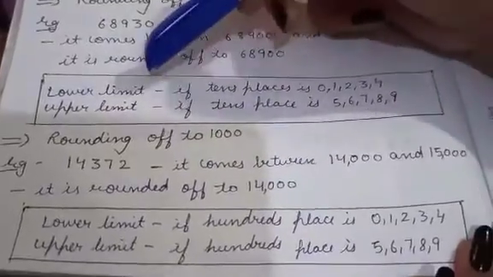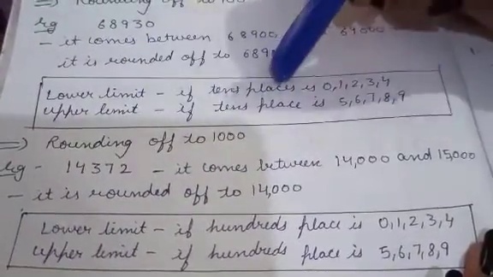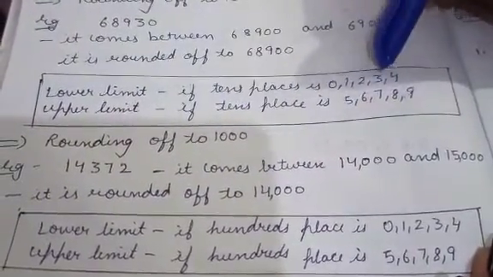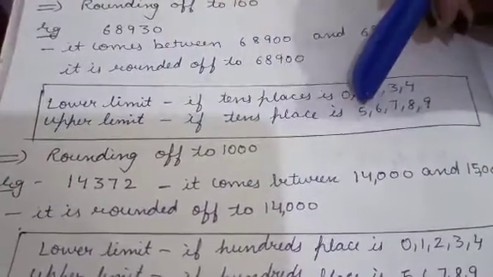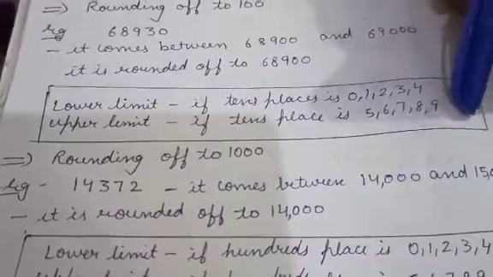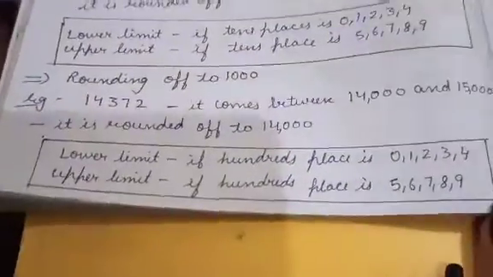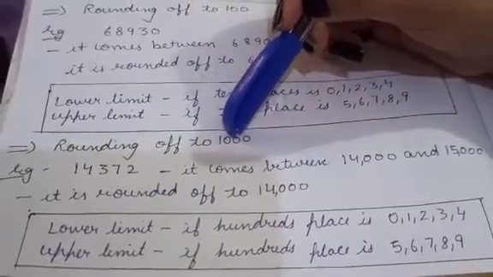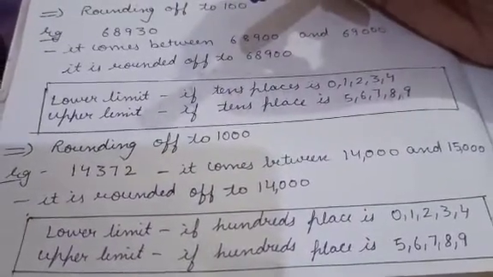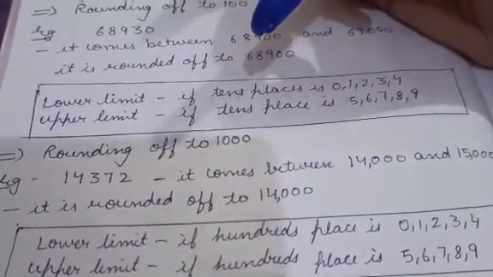So we round off to the lower limit when the tens place digit is 0, 1, 2, 3, 4, and to the upper limit when the tens place digit is 5, 6, 7, 8 or 9. Now, rounding off to 1000. To round off to 1000, we have to check the hundreds place digit. So firstly, I have to check the limits.